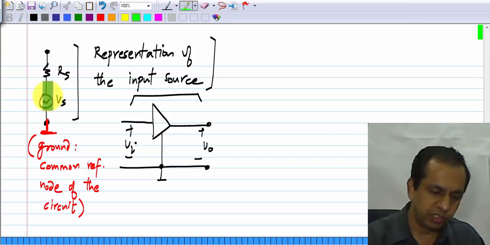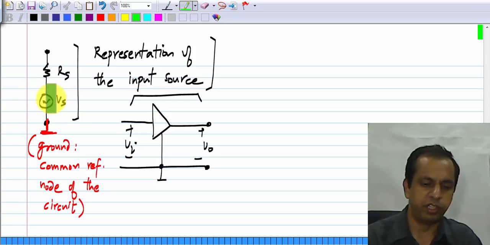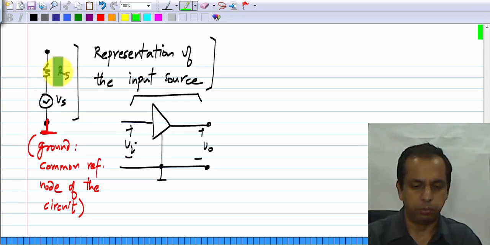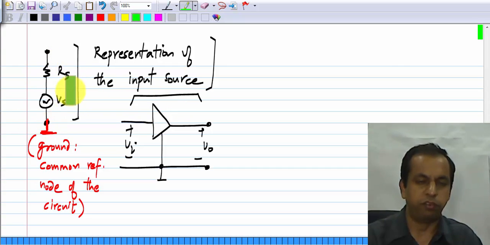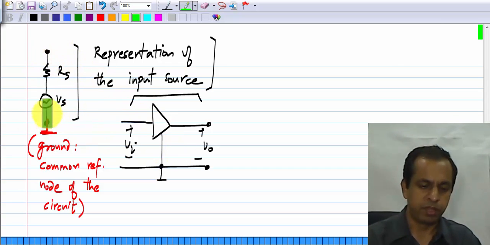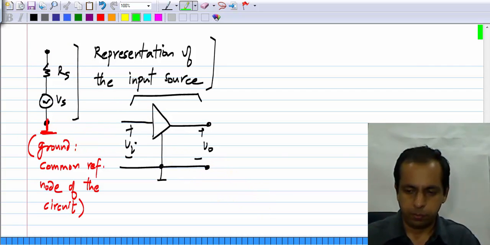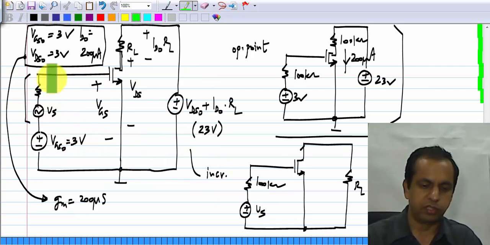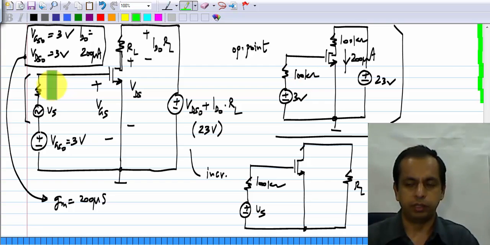This representation is still valid. It will be represented by Vs in series with Rs. The only problem is that it is not a floating voltage source. That is, these two terminals cannot be independently connected somewhere. This terminal has to be ground, whereas in our case this is not. Okay.